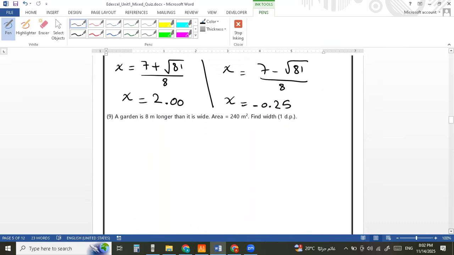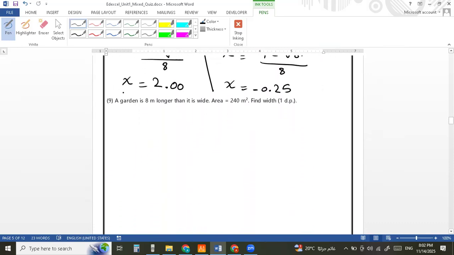A garden is 8 meters longer than it's wide. The area is 240 meters squared. Find the width. Area, mister, is length times width. Okay, but the width is what? I don't know the width.